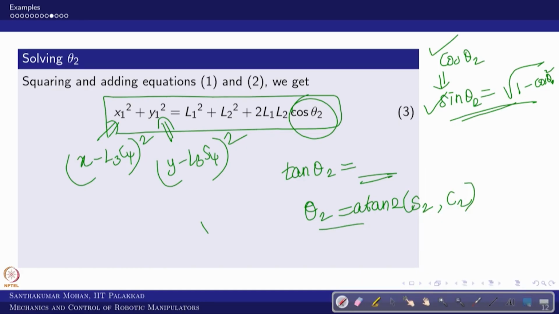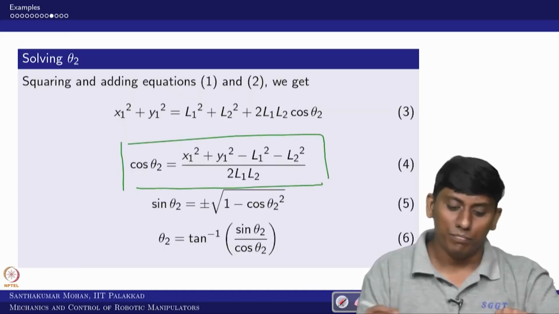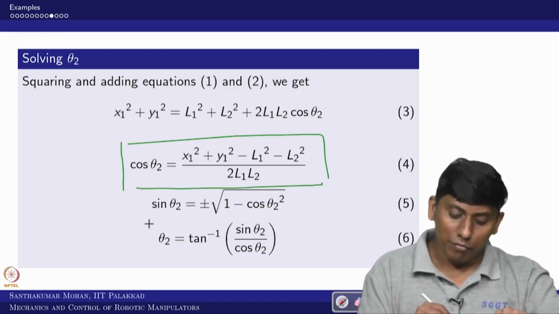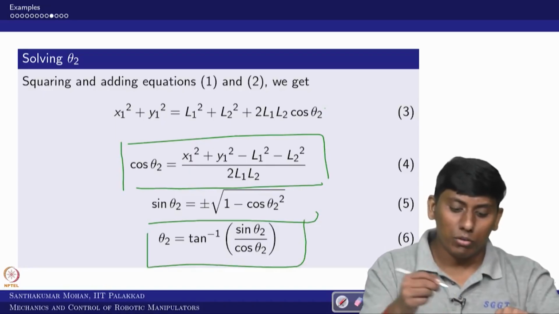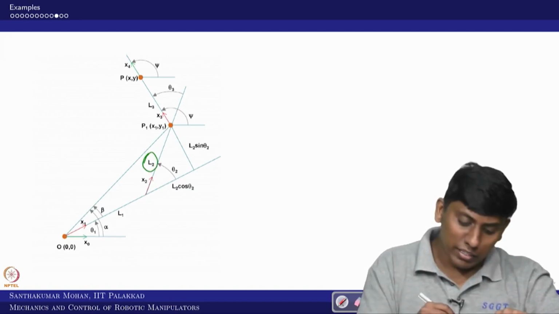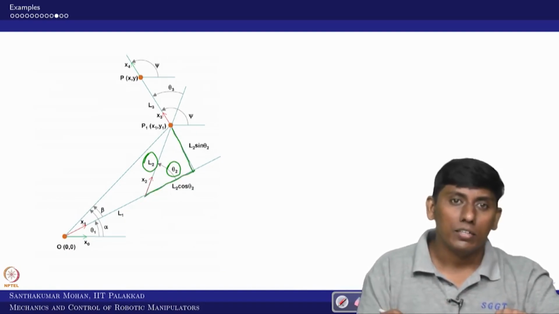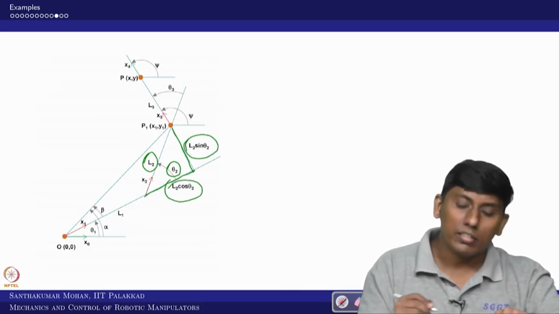So once I get theta 2, what can I do? That I will show you. Now you can see in this particular slide, we have taken cos theta 2 from this big equation. This equation we modified, and we found sin theta 2, then we found theta 2. Once this is known, you come back to this picture. What is known? L2 is known and theta 2 is known. So this triangle we can make. This I can mark as L2 cos theta 2 and this L2 sin theta 2.